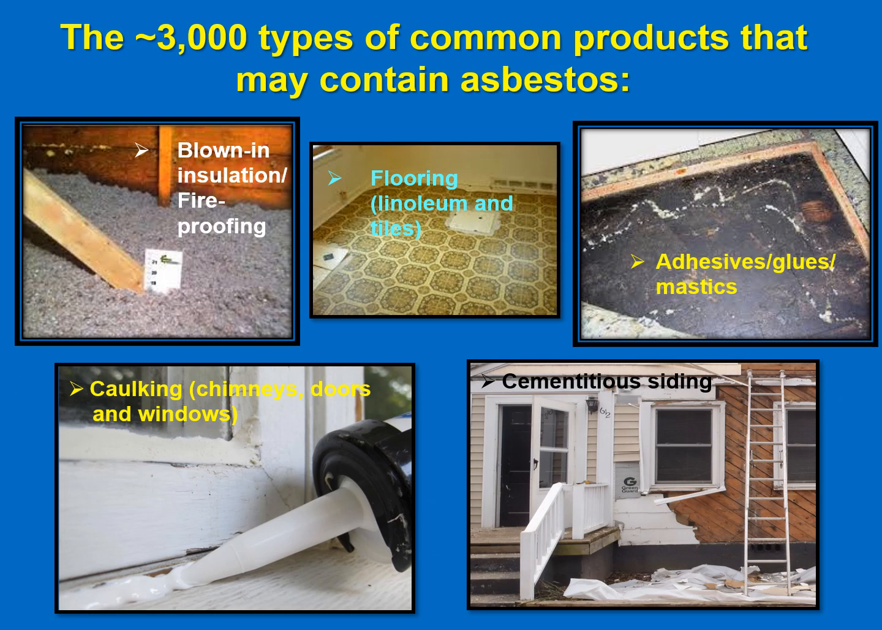Now, there are many building materials or other products that may contain asbestos. As you see in some of these photos, blown-in insulation or fireproofing. You have different types of flooring, such as linoleum and floor tiles, and mastics and glues underneath. Also caulking that you may see around doors and windows, as well as cementitious siding on the exterior of homes and other buildings.